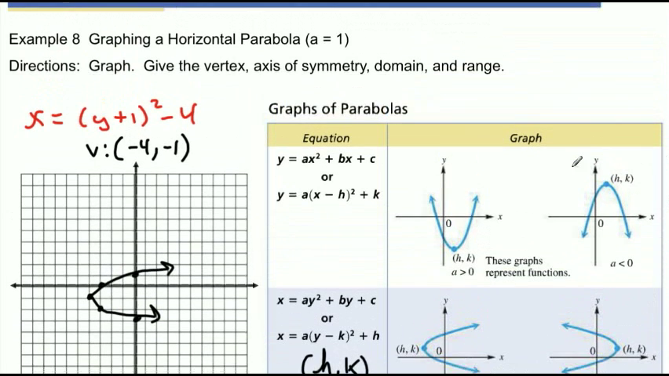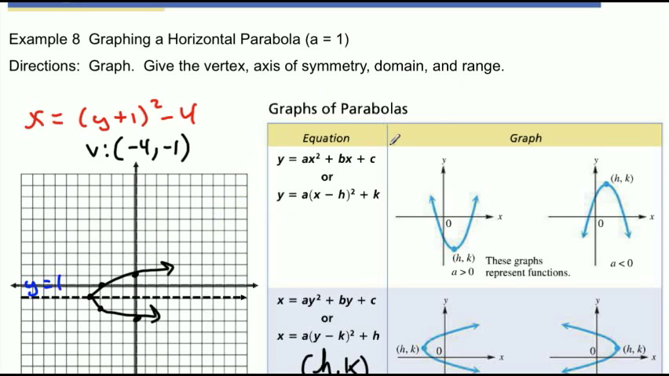Okay, what about the rest of the questions here? Give the vertex. Actually, we already had the vertex. The axis of symmetry: what is the equation of this line right here? Basically, what's that line that cuts the parabola in half? Well, that line right there is simply y equals 1. That just cuts it in half right there.